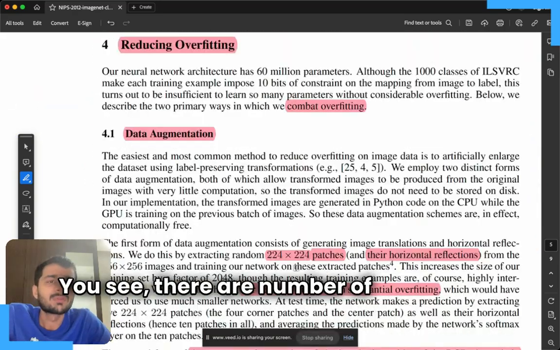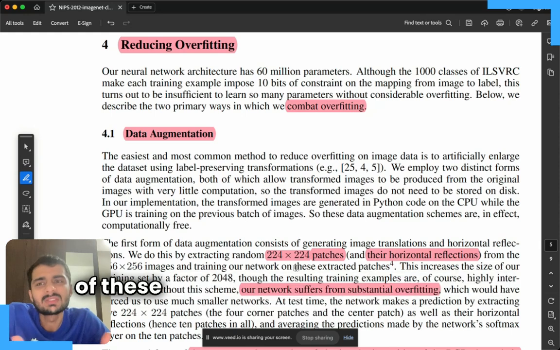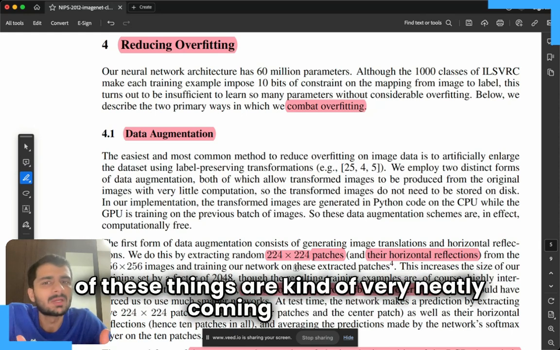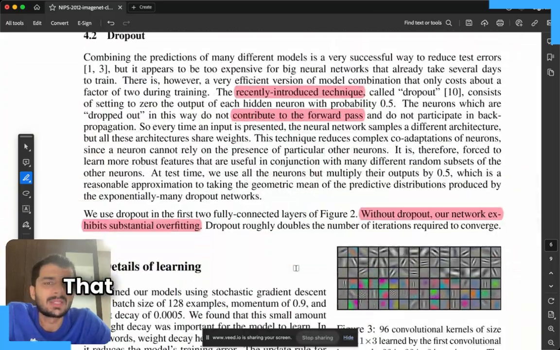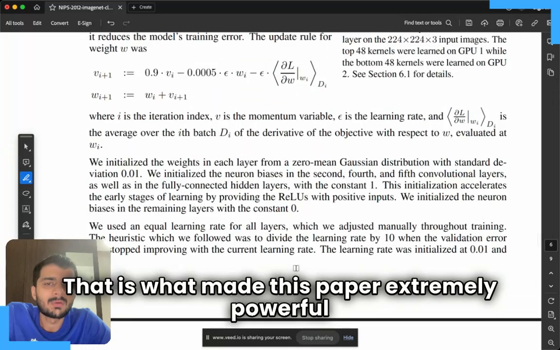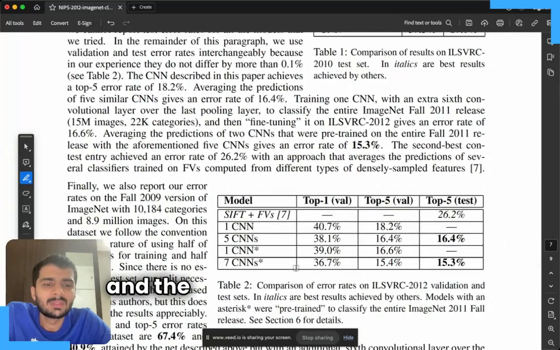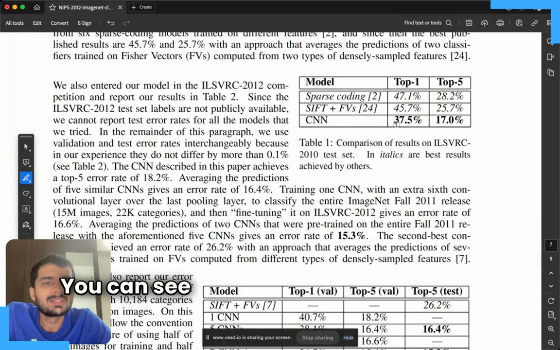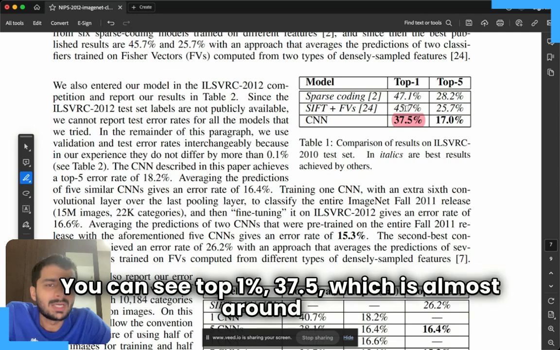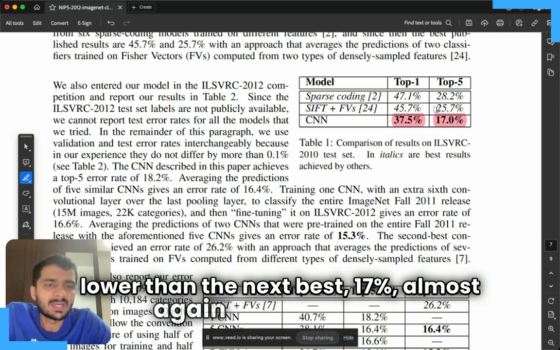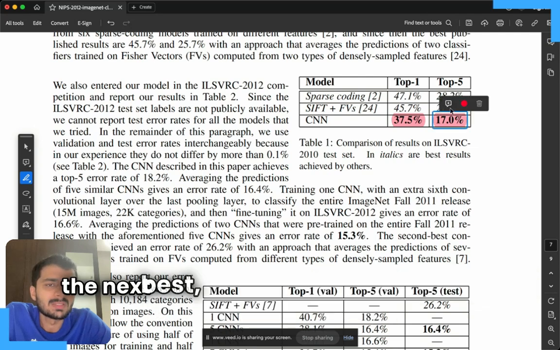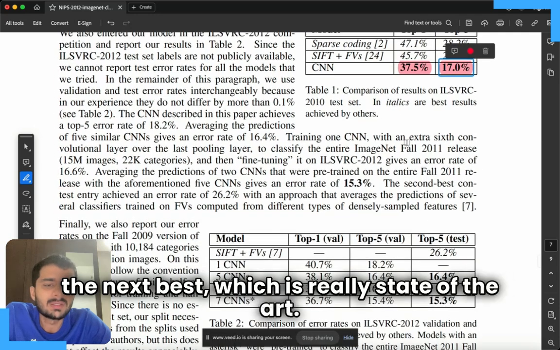You see, there are a number of things, GPU computations. All of these things are kind of very neatly coming together in a single paper, which had never happened before. That is what made this paper extremely powerful, and the kind of results that they achieved. You can see top 1%, 37.5, which is almost around 8% lower than the next best. 17%, almost again 9% lower than the next best, which is really state of the art.